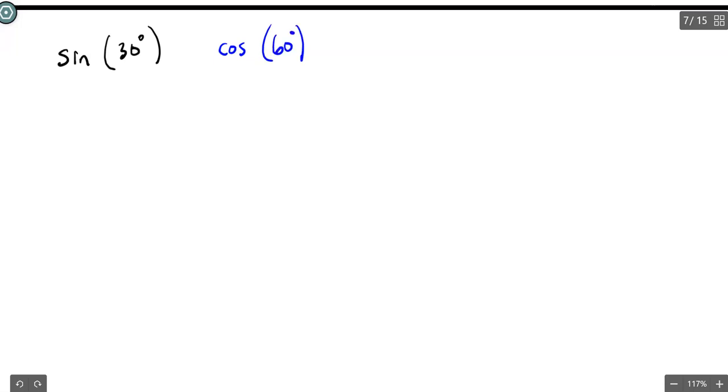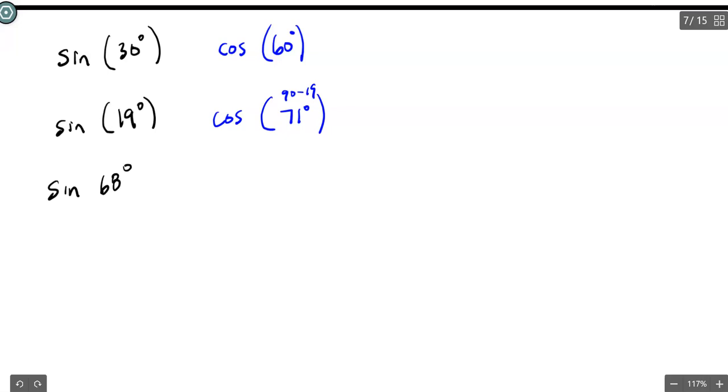So let's look at a few angles that we know are complements. For instance, let's look at the sine of 30 degrees, and then compare that to the cosine of its complement, which would be 60, because they add up to 90. And maybe I'll do a couple more. I'll do the sine of 19 degrees, and then the cosine of 90 take away 19. 90 take away 19, that's how you find the complement. Well, that would be 71. And maybe one more: the sine of 68, and then we'll compare that to the cosine of 90 minus 68, aka 22 degrees.